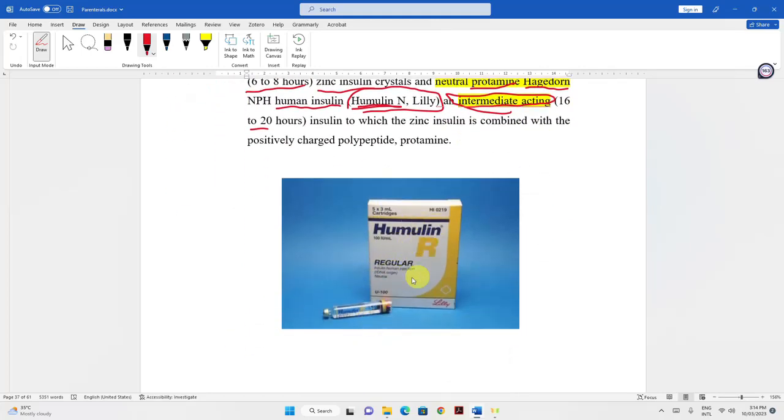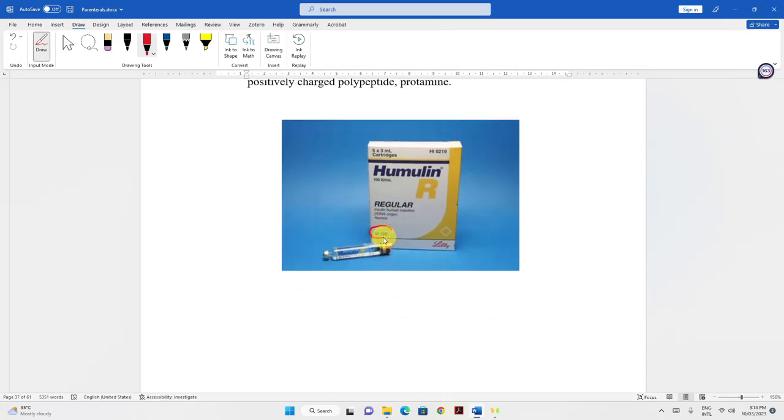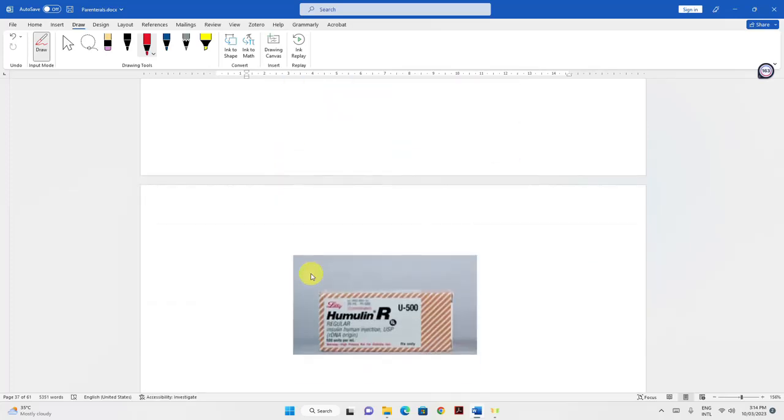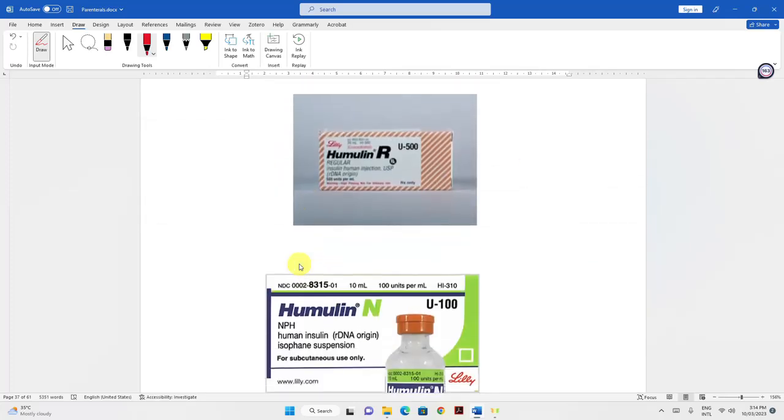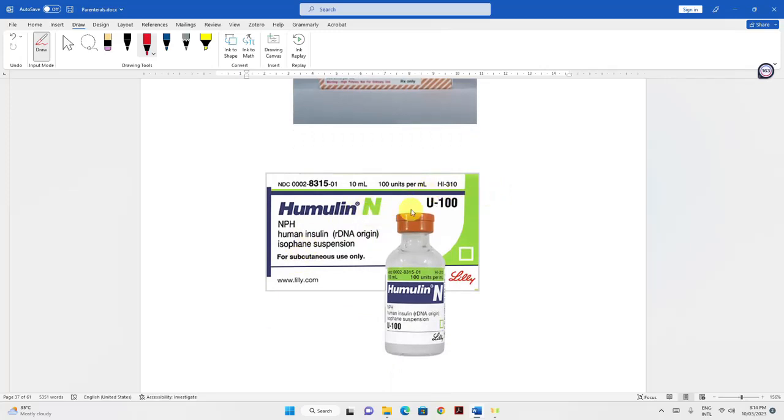Okay, you see here Humulin R, this is the regular insulin. You will see here the strength. It's U100, which means 100 units per ml. This is what it means. And you will see here also in the label that they are saying this is rDNA origin. They have to write that. This is the Humulin N.